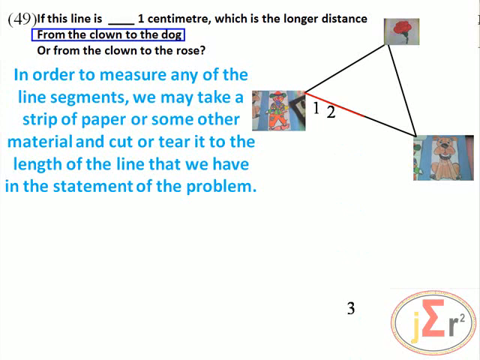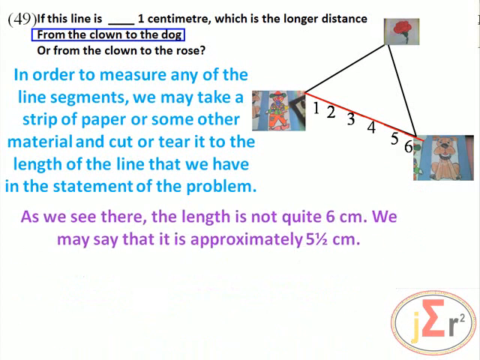1 strip, 2, 3, 4, 5, 6. Notice that it is not quite 6. It is a little bit shorter than 6. Is that right, Jerry? Yes. Right. So we take this strip and we put it against the line and we use it to go down the line and measure like that. As we see there, the length is not quite 6 centimeters. We may say that it is approximately 5.5 centimeters.